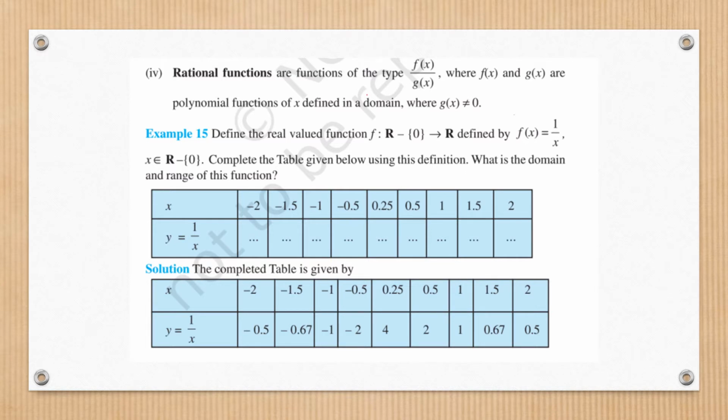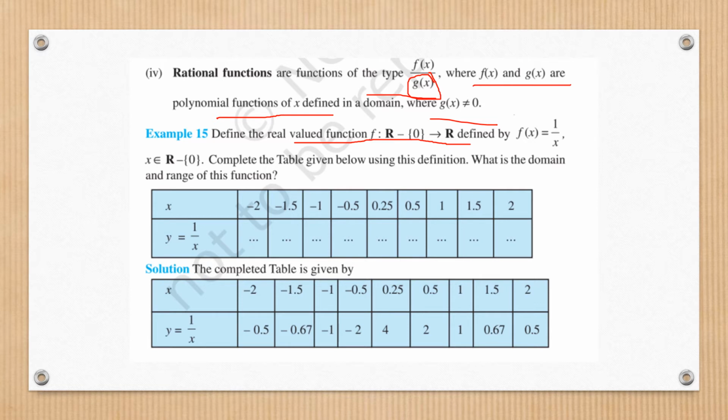Rational function: a function of the type f(x) upon g(x), where f(x), g(x) both are polynomial functions of x defined in a domain. And you definitely know that for a rational function to exist, the denominator should not be 0.